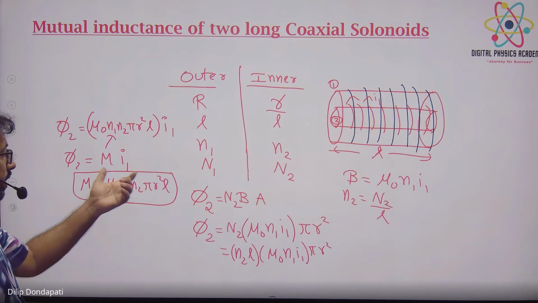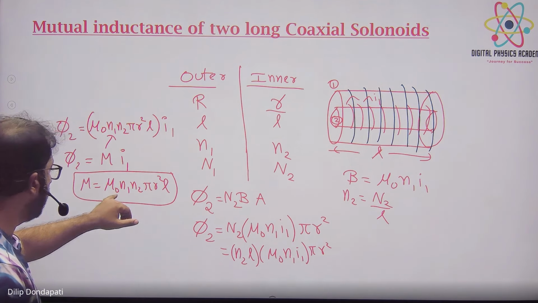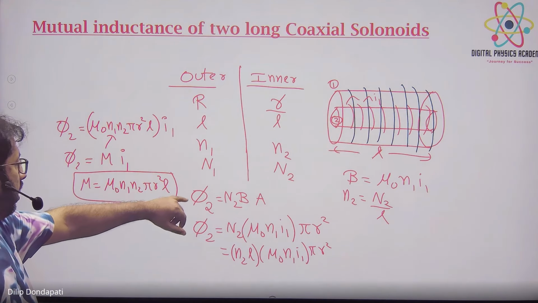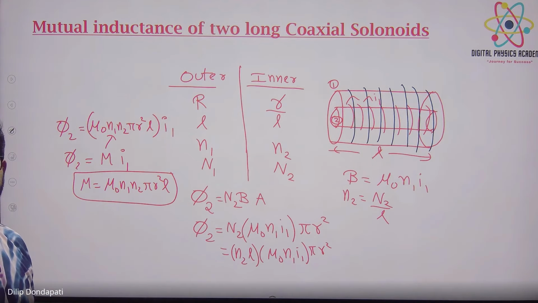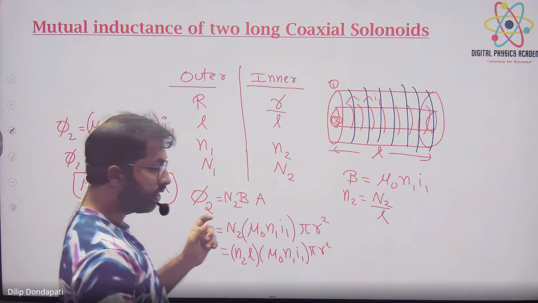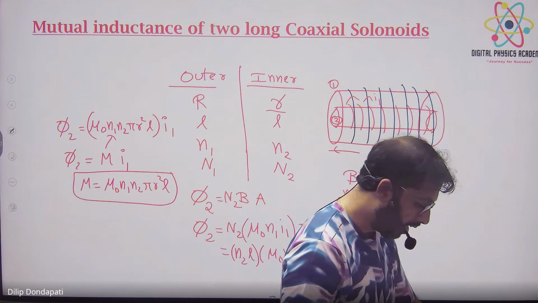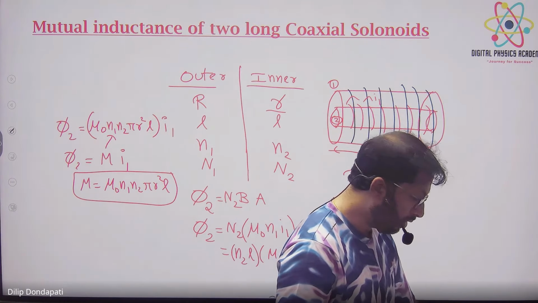We learned the inductance of a solenoid also. What was that formula? Mu naught n square pi r square L. But here, since there are two coils, n square will not be there, n1 n2 will be there. That's it. In self-inductance there is n square, but here n1 n2 will come. I already substituted it in the formula sheet.